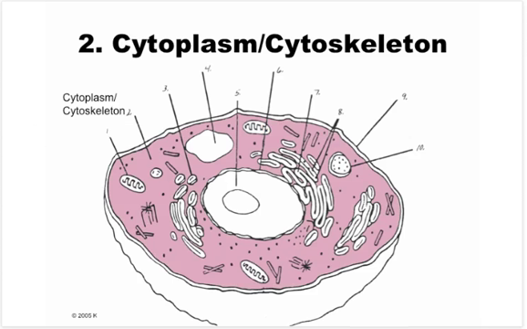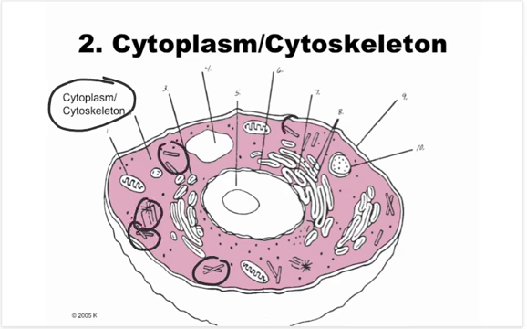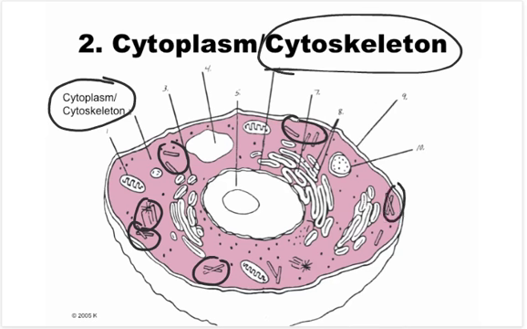Number 2 is cytoplasm and cytoskeleton, just like number 2 in the plant cell. The label is over here. It's pink. It's all the stuff in between all of the organelles. Notice these things here are colored the pink color, because those are part of the cytoskeleton. These little pieces here. So do color those in pink.